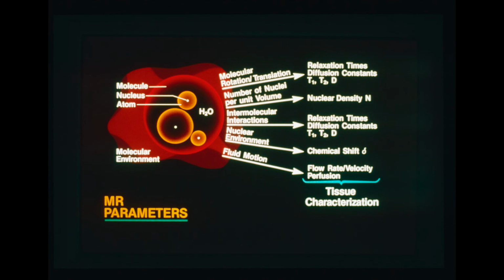If we look at the MR or NMR parameters that are available to us for a given molecule, in addition to getting out the so-called relaxation times, T1, T2, we can figure out how fast molecules are moving, we can tell how many there are, and we can tell much more about the actual nuclear environment by the so-called chemical shift delta.